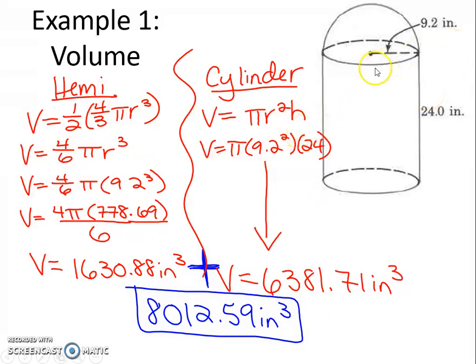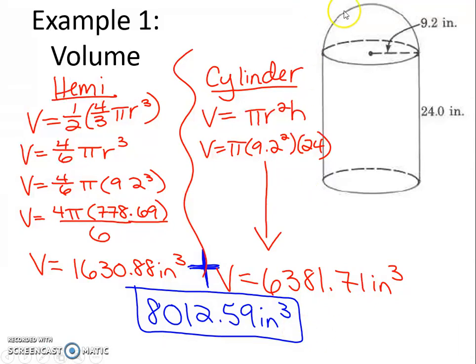For volume, you don't have to worry because it's just inside. So you don't have to worry about the overlapping part. So just pi r squared h. Volume, you just add them. And then you're going to do 9.2 squared times 24 and then pi. That's 6381.71. Add these two together. You get 8012.59 cubic inches.